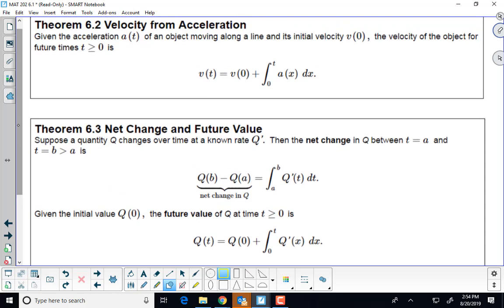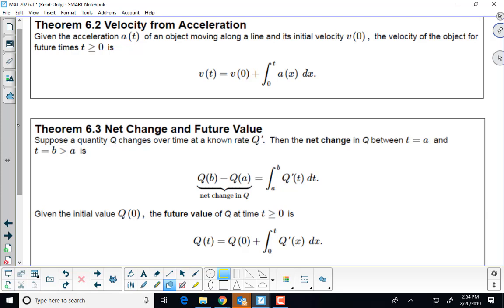So we're starting with acceleration. We're trying to find future velocity. So we're going to do the integral from 0 to t of acceleration. So I found the velocity, basically, right? Then we're going to do the S of t. So this would be zero, negative 32.